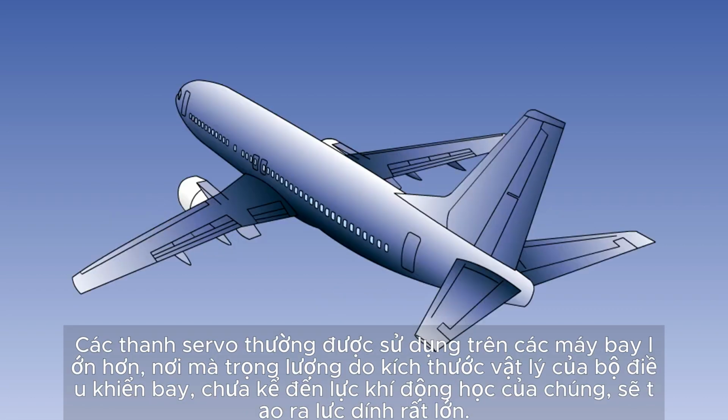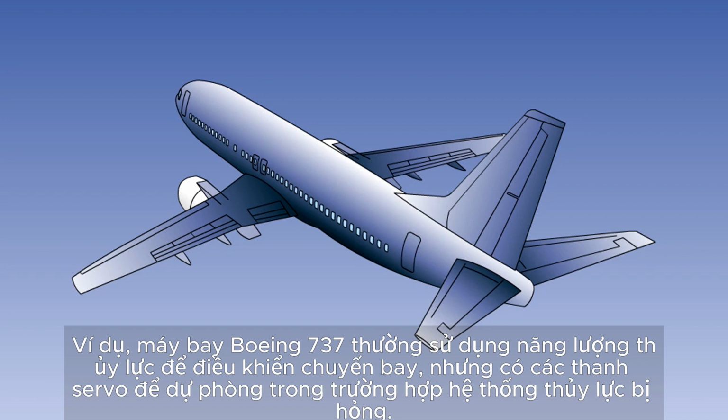Servo tabs tend to be used on larger aircraft, where the weight, due to the physical size of the flight controls, let alone their aerodynamic forces, will produce very large stick forces. The Boeing 737, for instance, normally uses hydraulic power for its flight controls, but has servo tabs as a backup in the event of hydraulic system failure.